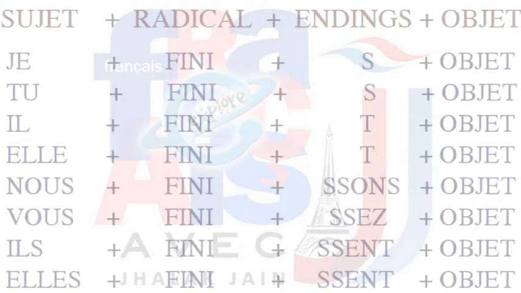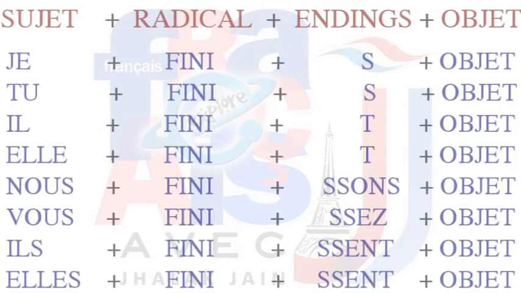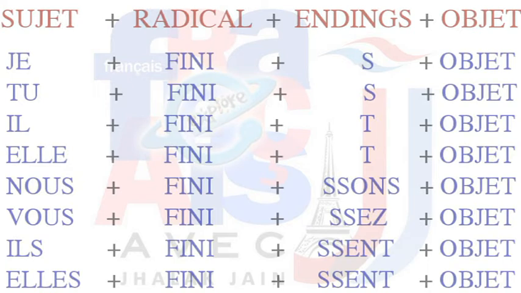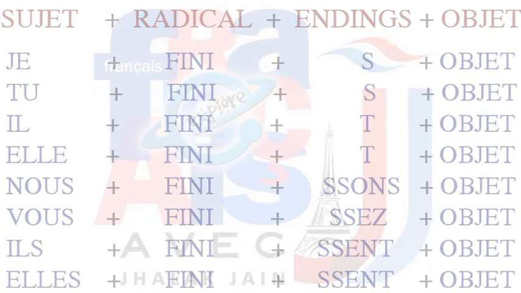Let's take an example of the verb finir, which means to finish. So, firstly we place the sujet, that is je, then we add the radical, that is fini, then we add the ending s, and then the objet. Next one, we place tu, that is the sujet, we place the radical, that is fini, we add the ending, that is s, and last the objet. This is how the formation of the sentences by using IR ending verbs is done. And similarly, all the sujets will be formed this way.